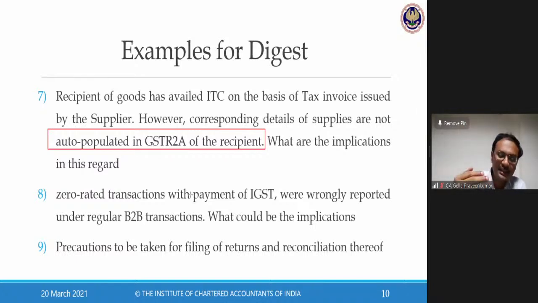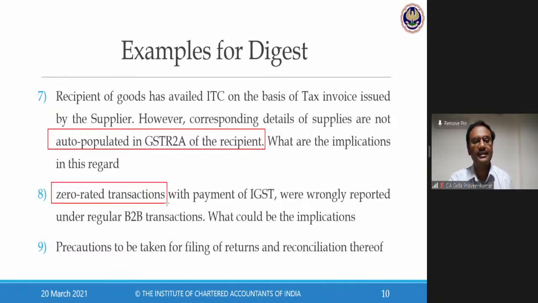When I come to GSTR-3B, I'll show you the respective tables, how to fill the table, how to fill the data, what is expected to be filled in that table. I'll explain those aspects in detail. So this is one practical example. Next important aspect, zero rated transactions. Friends, utmost attention is to be paid when I fill my form GSTR-3B for disclosure of GST transactions.